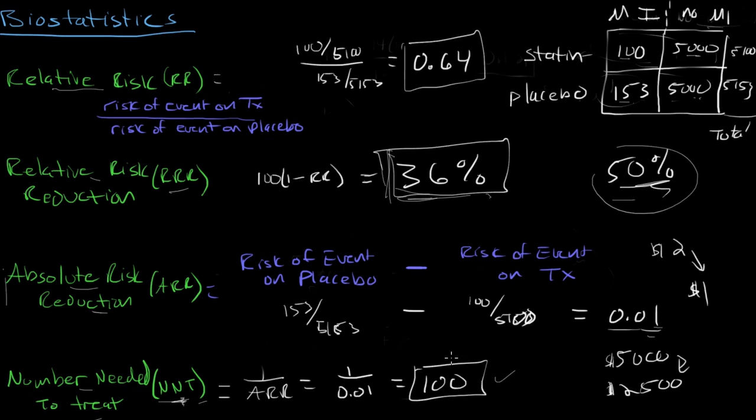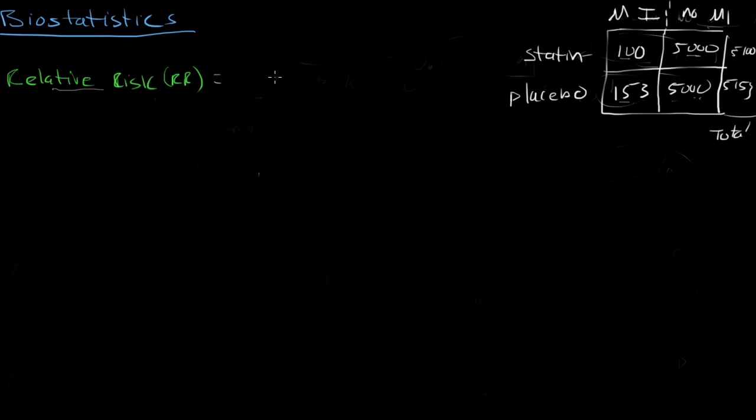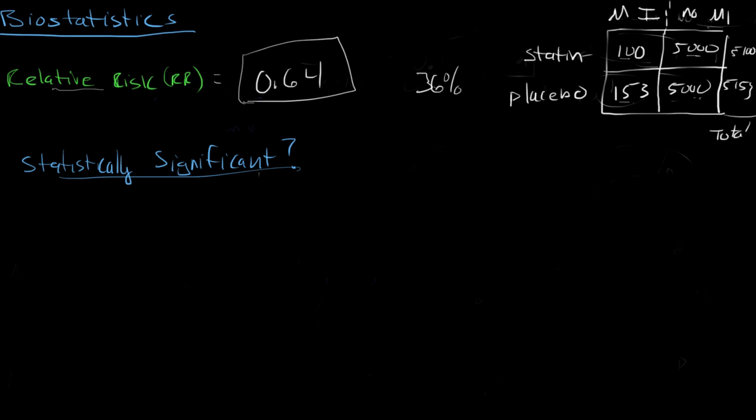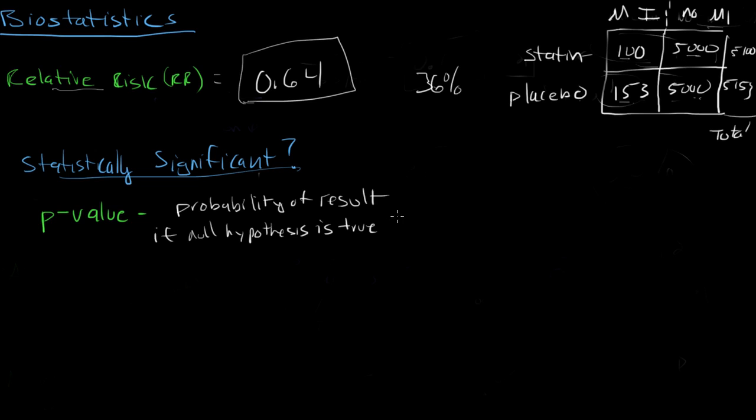There's one more concept I want to go over before we finish this video series. I want to discuss briefly the concept of p-values and confidence intervals and how it applies here. So in this study, we said that statins are helpful and they reduce your risk of getting a heart attack by 36%, and your relative risk is 0.64. How do we know this is statistically significant? Well, the way we try to figure out statistical significance is by calculating a p-value. The p-value is the probability of getting the result we have if our null hypothesis is true. Our null hypothesis in this study would be that statins and placebo have no effect. So if statins and placebo had no effect, what would be the probability of getting this result?